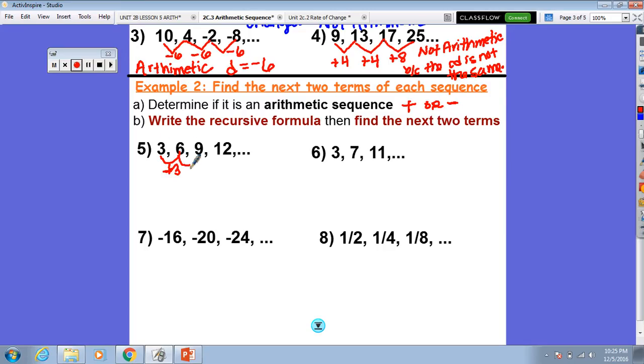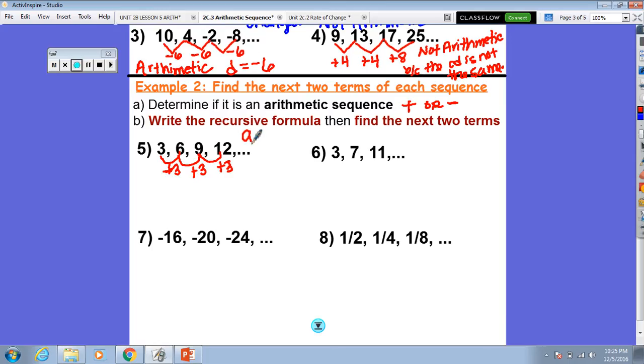So to get from 6 to 9, we add 3. To get from 9 to 12, we add 3. So since we're adding 3 each time, is this pattern an arithmetic sequence? Yes. Now we have to write the recursive formula. So recursive formula, I'm just going to write up here. You have it on the opposite side of your paper.